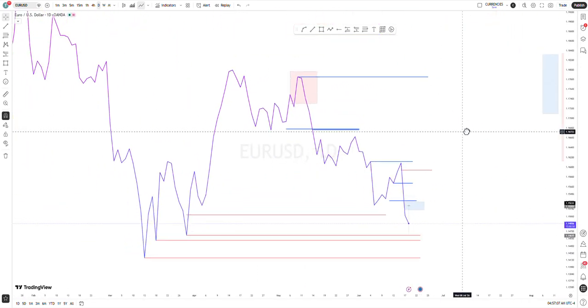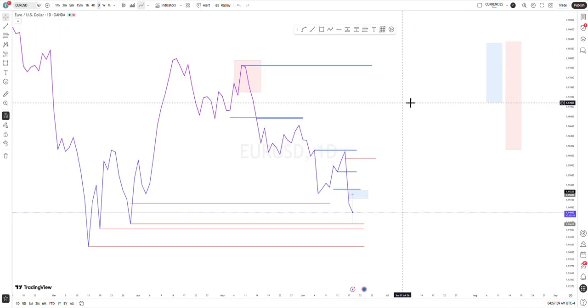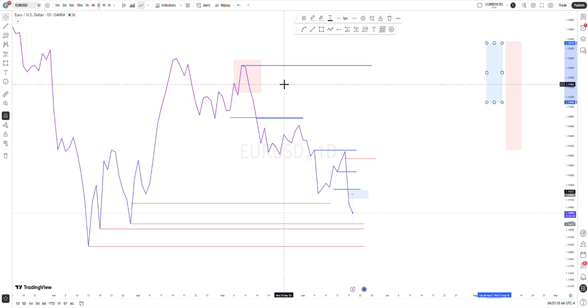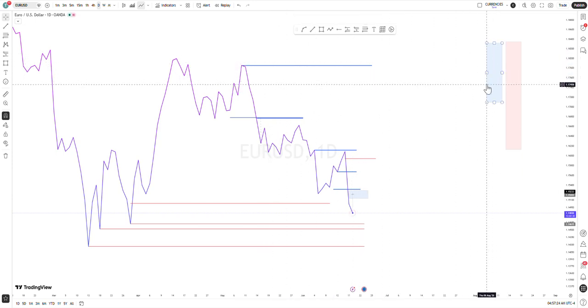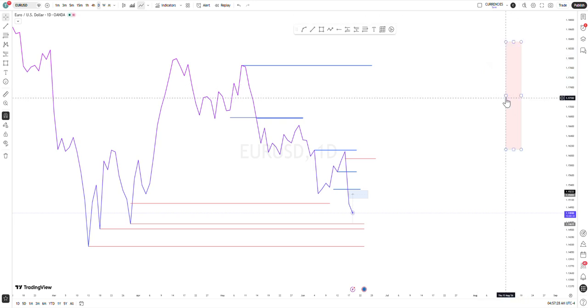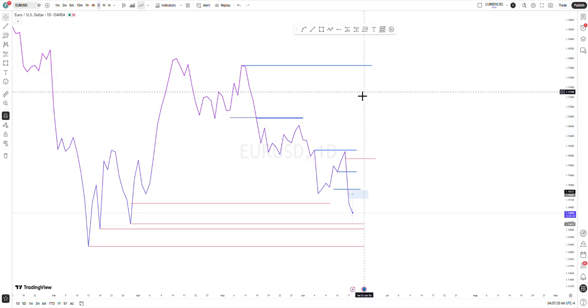These zones, or this concept, is used by an advanced support and resistance trader called Malaysian support and resistance. So this Malaysian support and resistance, this is just the basis of it.